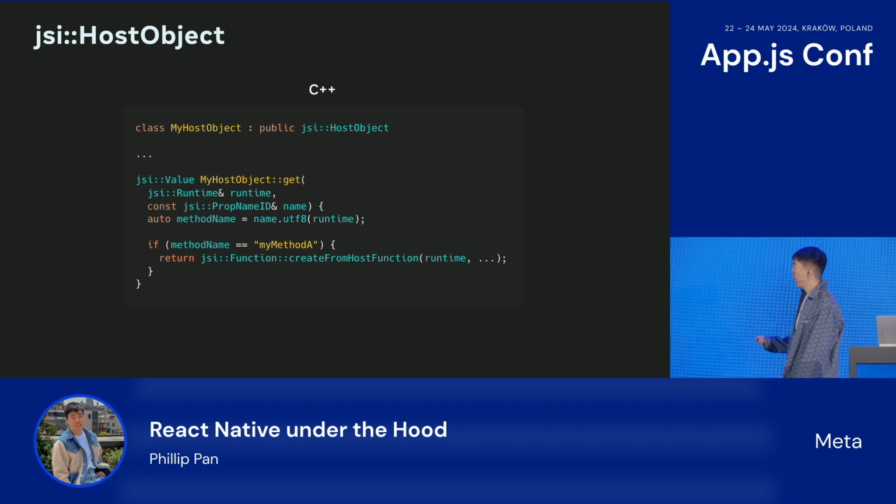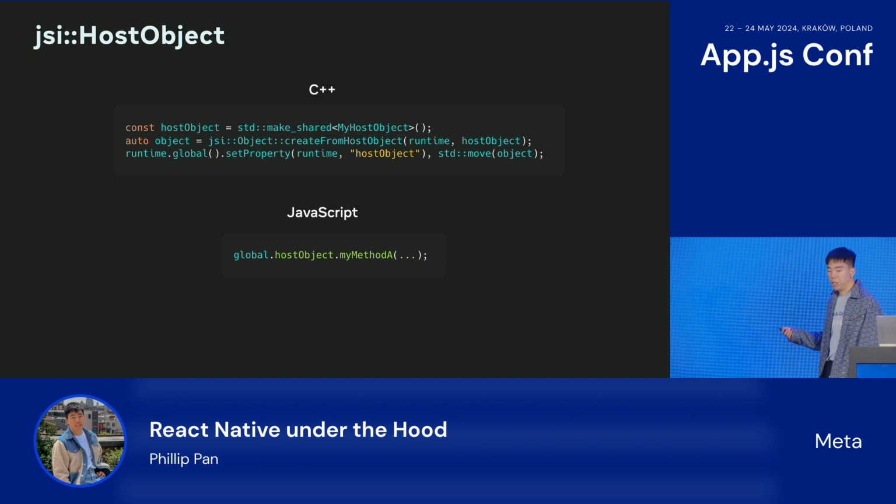Similarly, we can embed JSI objects into the runtime as host objects. Retrieving values on the object will trigger the get method, which can be overridden in our implementation of the host object. In this example, we override get to create a method called myMethodA on the host object. After installing the object onto the runtime, we can call myMethodA, and it will invoke the underlying implementation that we overrode in the get method. So you can see how powerful this pattern is, as we have a way to share objects between JS and native, where the user doesn't have to worry about any memory management. It's all handled by JSI.